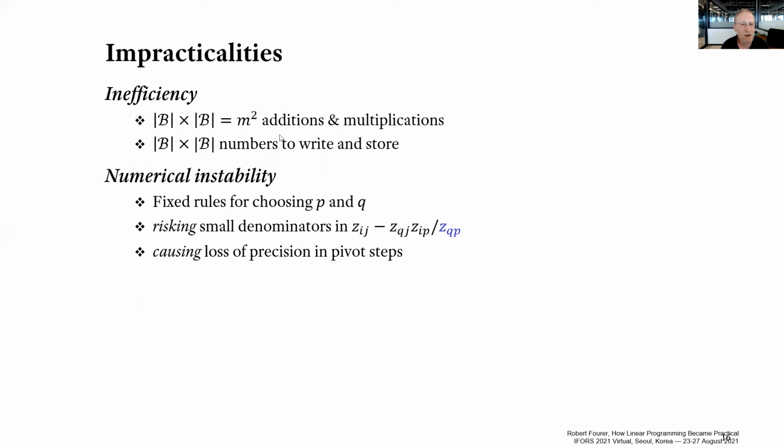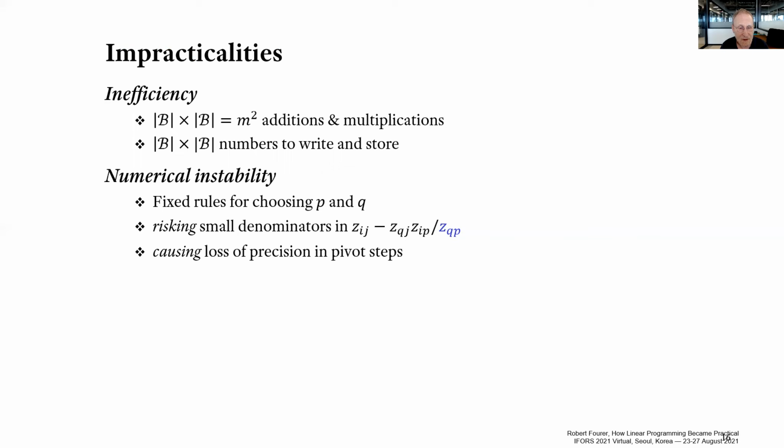There was still this table. It was a smaller table, but still a big table of numbers, 10,000 in my example, that had to be added, multiplied, and written and stored. And the numerical instability concerns were exactly the same. So we still didn't quite have a practical simplex method.